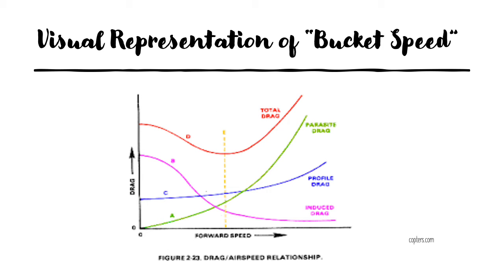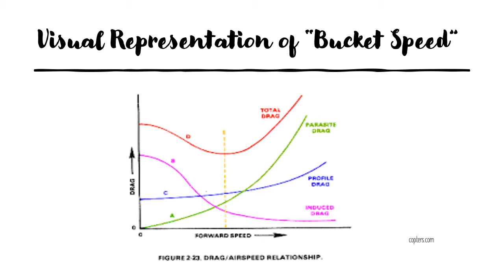So here's a visual representation of bucket speed, or best single engine airspeed. This is one of the graphs that they show us at flight school. It's one of the first things they show you to help you understand bucket speed and best single engine airspeed and different types of drag. So you see you've got total drag on the y-axis, and forward airspeed on the x-axis.